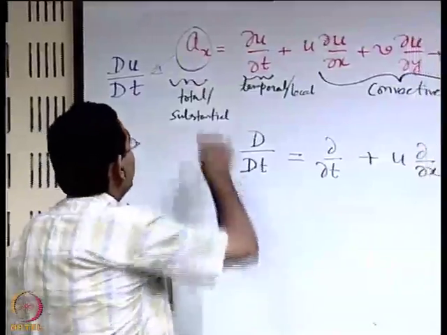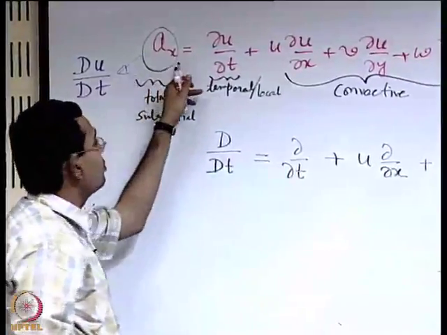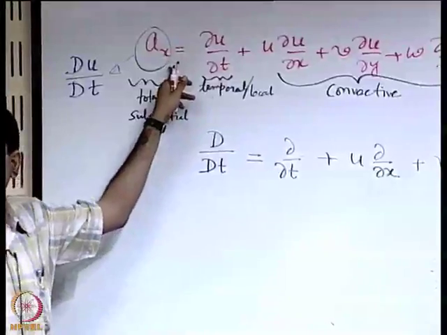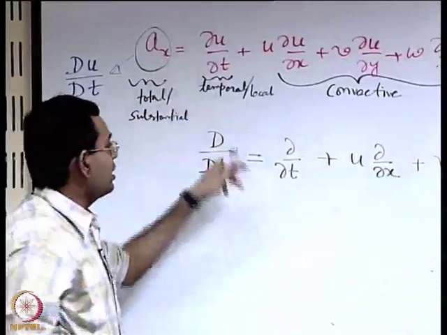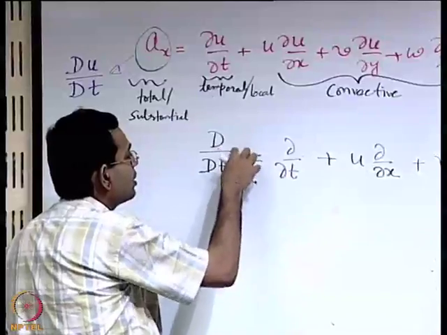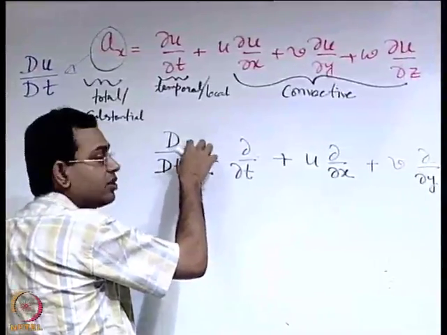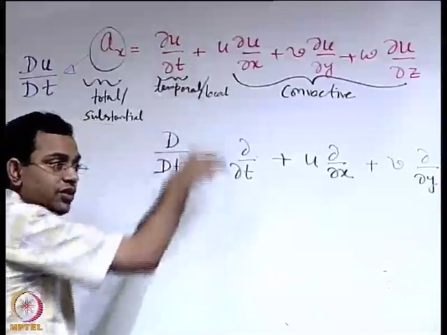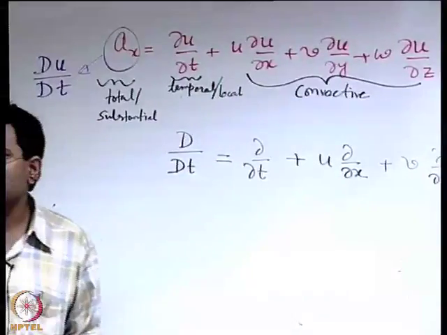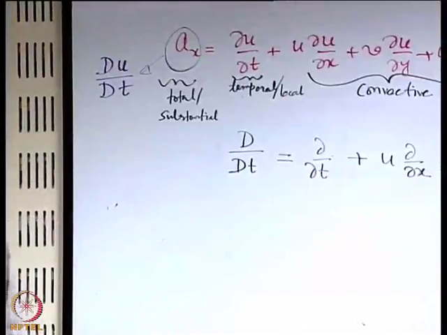So you can write the x component of acceleration in this way, and I believe it will be possible for you to write the y and z components, which are very straightforward. You have to keep in mind that when you write the y component, this d/dt operator will act on v, and when you write the z component, it will act on w. So you can write the individual components of the acceleration vector, and the vector sum will give the resultant acceleration.